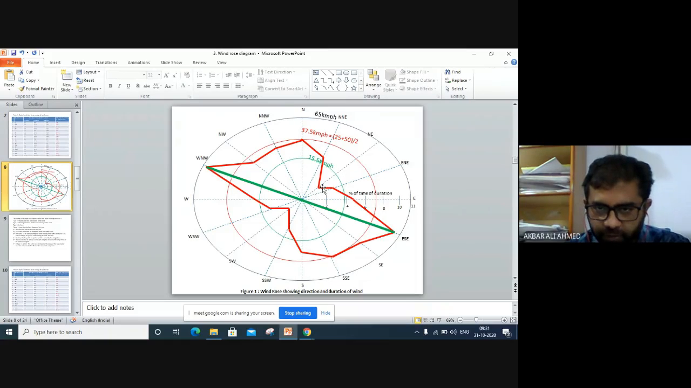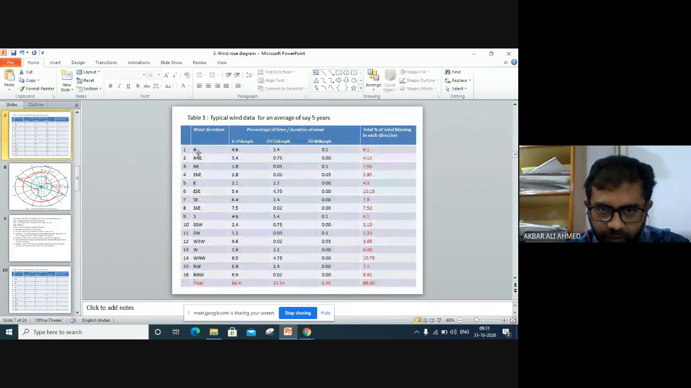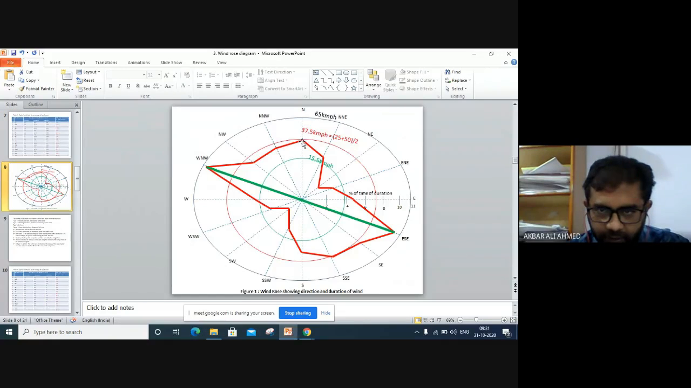Similarly, you put points at all the locations for all this direction. You put the points here, here, here, here, and after plotting all the points, you join them with the red color. When you join them, you'll get a figure.